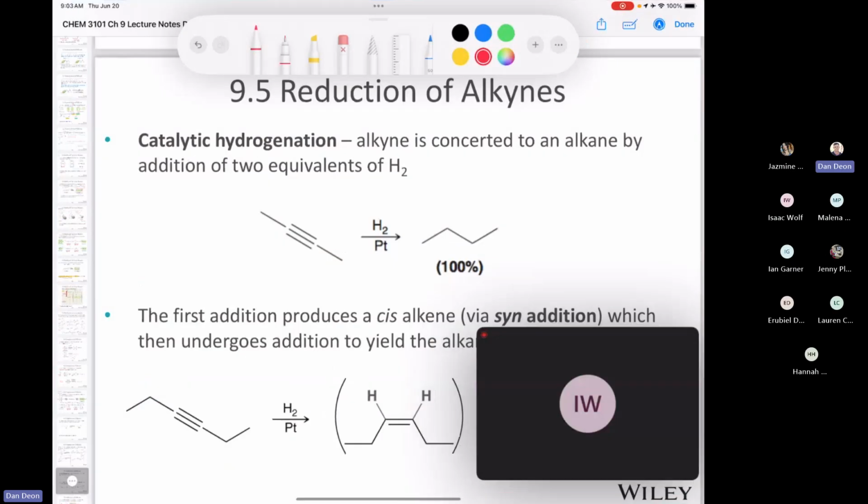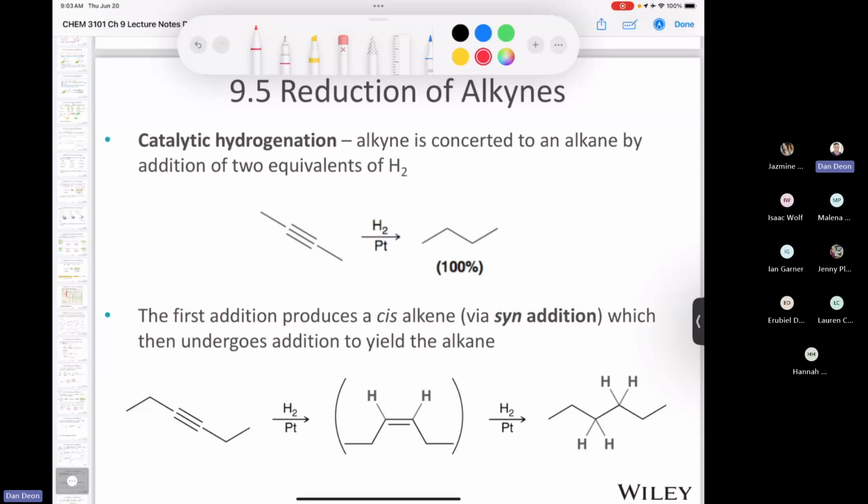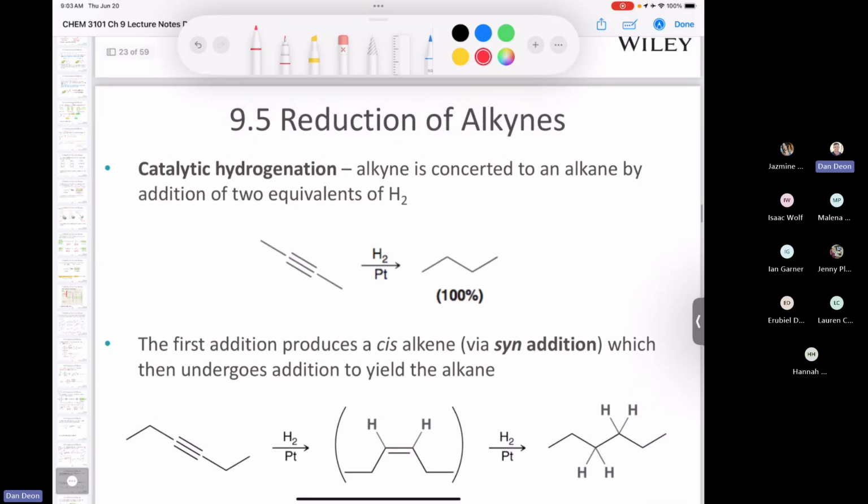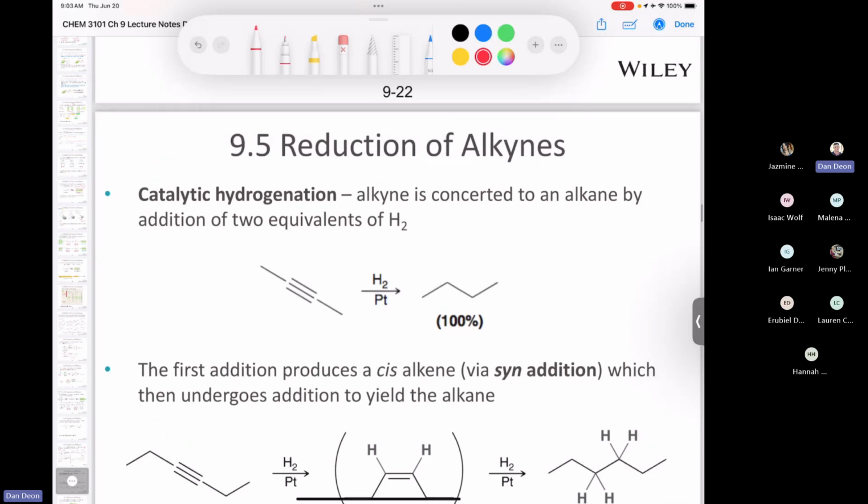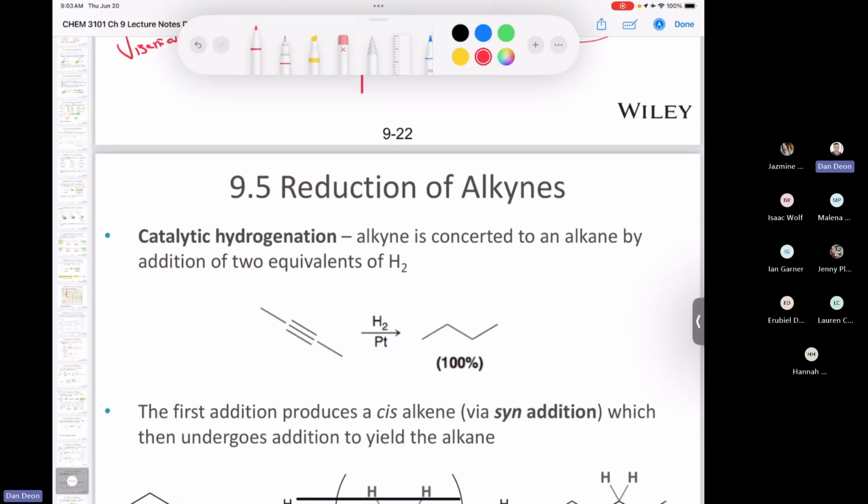Okay, Chemistry 3101. Let's talk about the reduction of an alkyne. And we're going to talk about hydrogenation. And we're also going to talk about a different type of reduction. But the bottom line is we're going to look at three types of reduction. We're going to look at taking an alkyne like this and reducing it all the way to an alkane. Then we're going to talk about reduction to make a cis alkene. And then we're also going to take a look at a reduction to make a trans alkene.